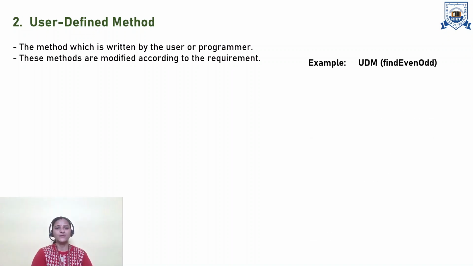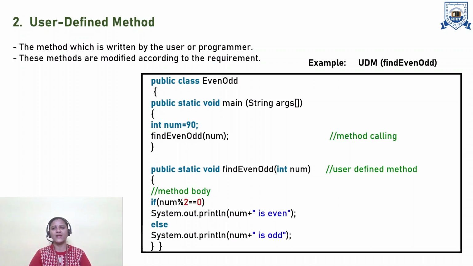Now the example of user-defined methods. Here we are going to find out if a given number is even or odd. In this example, the class name is EvenOdd. Inside the main, we took an integer variable num having the value 90. Then we call this method findEvenOdd and pass this argument num, which contains the value 90.